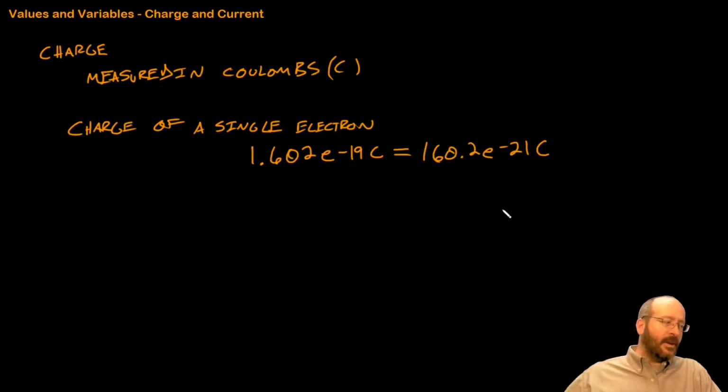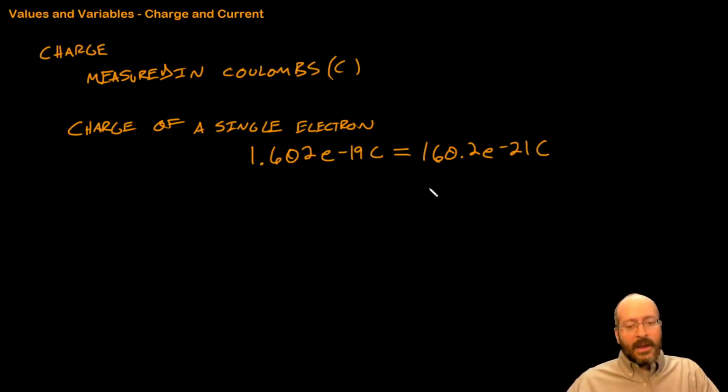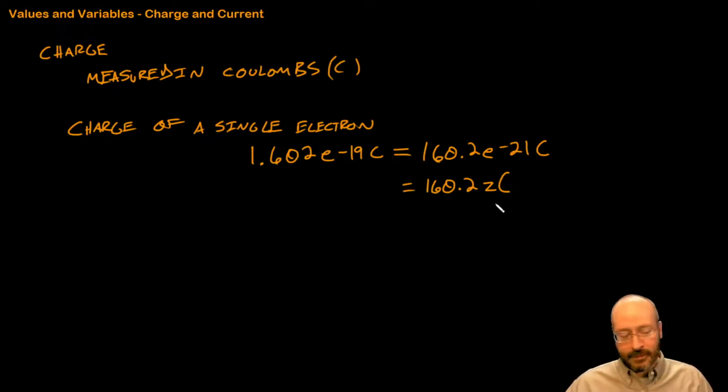Okay, and if you're looking at your SI prefixes, this might not have been in the table in the last video because 21 is pretty small, but we could just as correctly write that as 160.2 lowercase z capital C. That's zeptocoulombs. Okay, so 1 electron is 160.2 zeptocoulombs. It's pretty small. We need a lot of electrons to make 1 coulomb. Okay, so we're not really likely to see individual small values of charge talked about in coulombs.